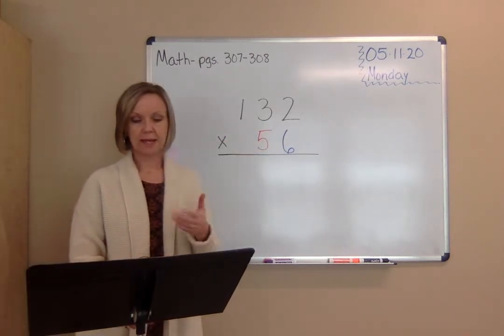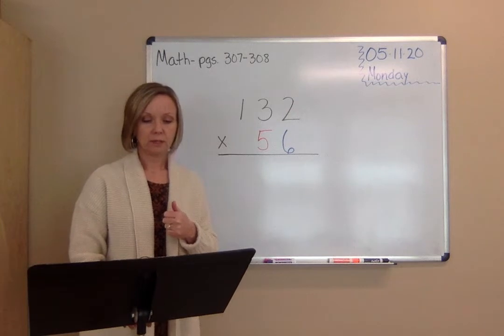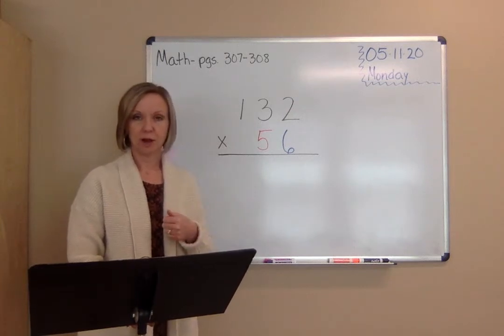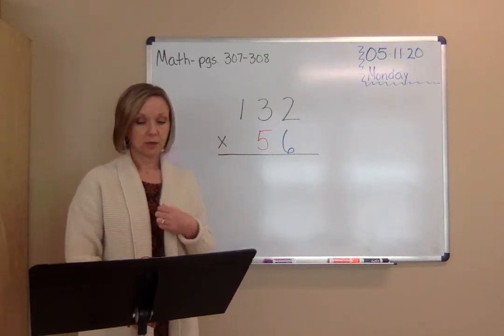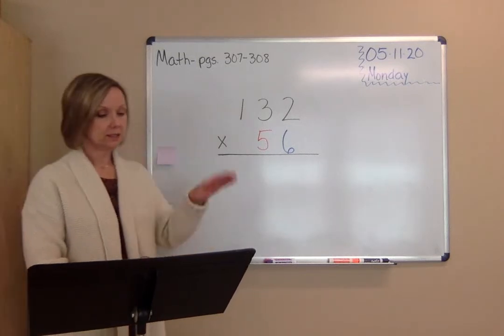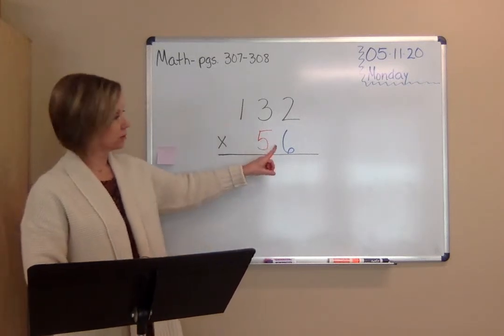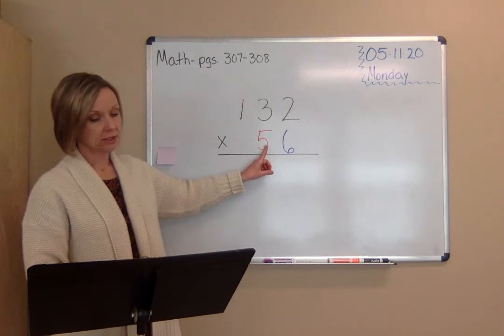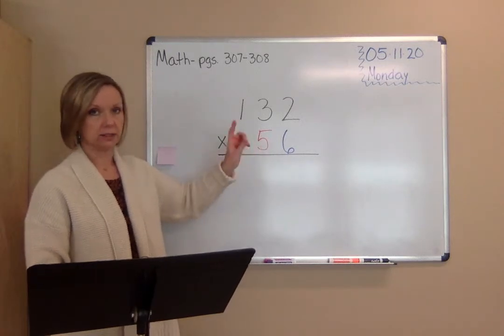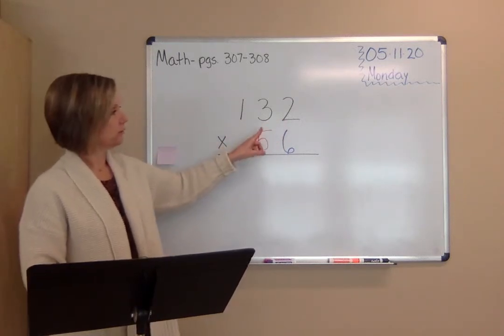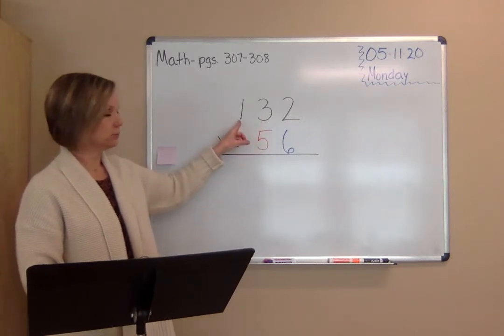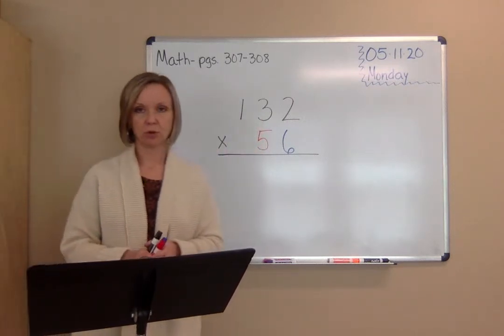Step 2, add in any number you must carry. Cross out the carried number after you use it. Number 3, multiply the tens digit of the bottom factor by each digit in the top factor, working from right to left. 5 times 2, 5 times 3, 5 times 1, and then add the partial products.